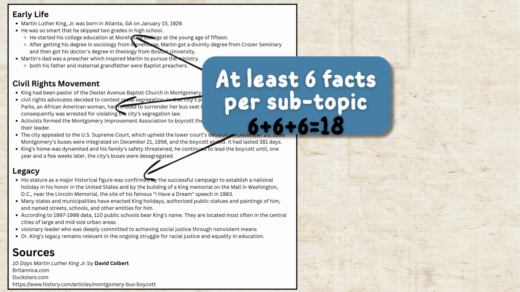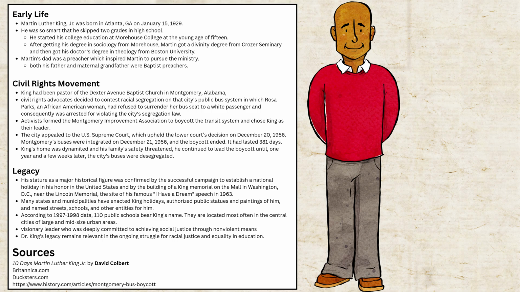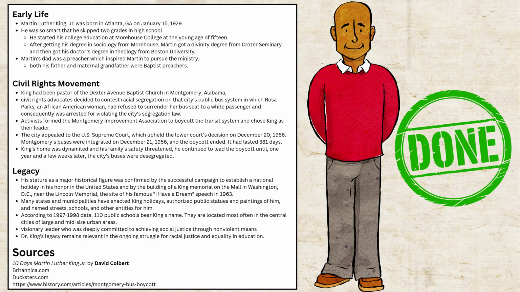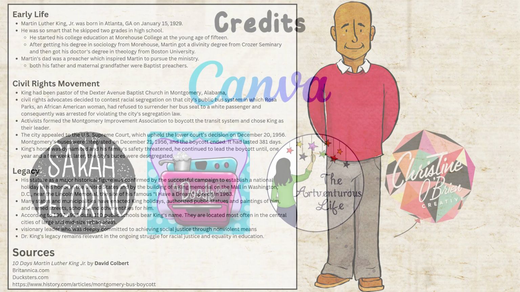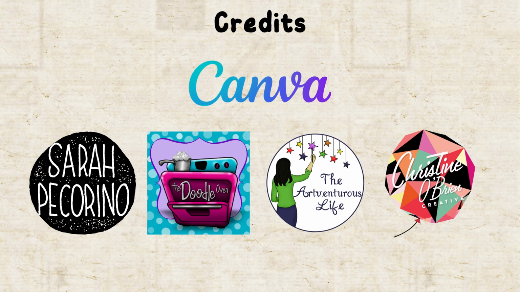After you've gathered about 6 facts for each subtopic, your document will look something like this. Once you're done with these steps, call your teacher over and check that you've gathered all your facts. Then you'll be ready for the next step. Great job getting organized. You're well on your way to writing an awesome biography.